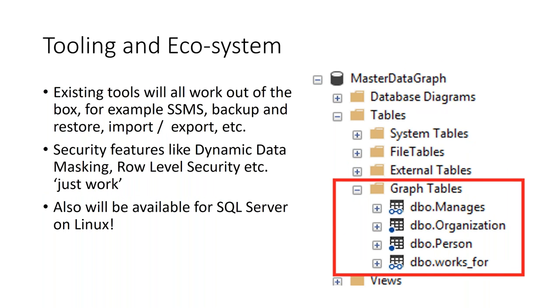You get the tooling and ecosystem. So existing tools like SSMS, backup and restore, import and export, everything will just work. Like I mentioned, dynamic data masking and row-level security will work too. And this is also available on Linux. So if you have CTP 2.0 or 2.1, you have this for free, even on Linux.